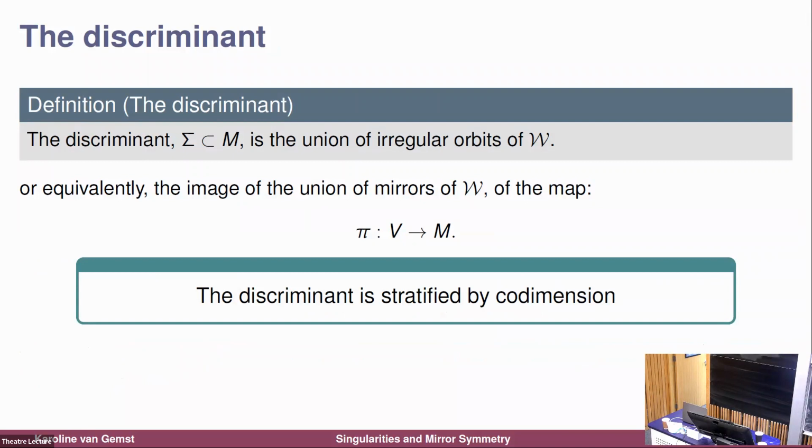Right, so the second thing I want to define is the discriminant in this world, and that is the union of irregular orbits of the Weyl group, or equivalently, the image of the union of mirrors, so the union of hyperplanes in the root space, under the map down to the orbit space. And this discriminant has a stratification given by the codimension.